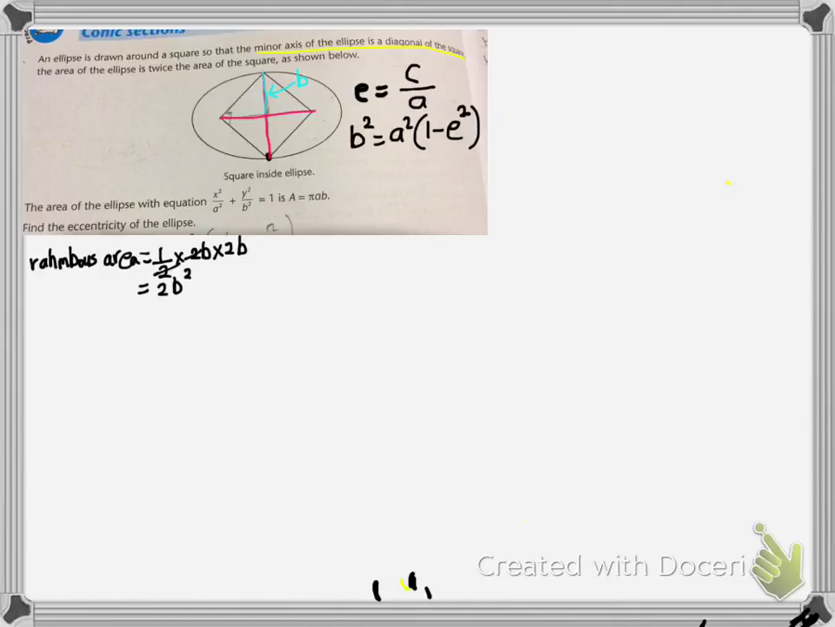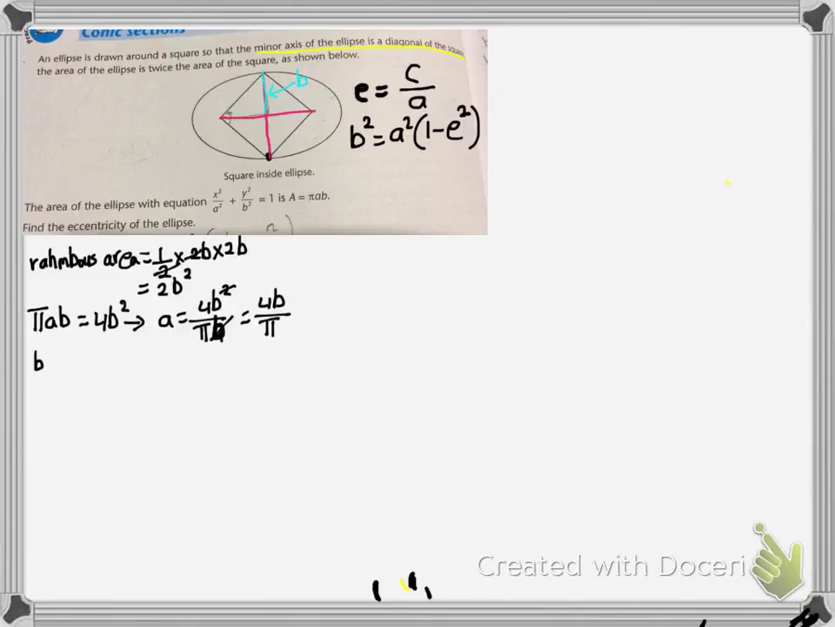Now the area of the ellipse is twice the area of the rhombus, so we'll say pi a b equals 4b squared. Rearranging this equation, we will have a equal to 4b over pi.